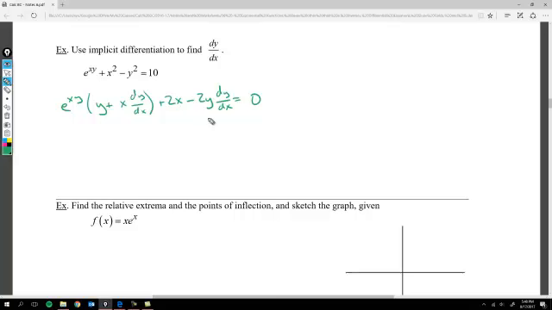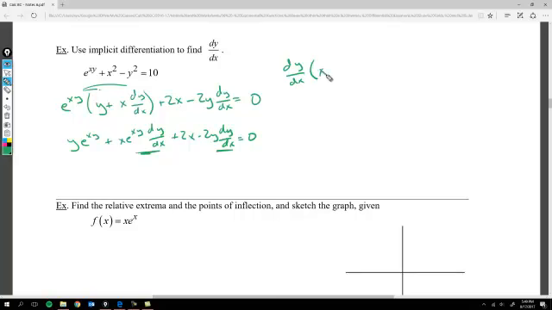All right, looking good so far. I think I can take some stuff out. So I want to get this dy dx by itself. So what I'm going to do is distribute my e to the xy to both of these. So I have y e to the xy plus x e to the xy dy dx plus 2x minus 2y dy dx. Okay, and this is what I want to isolate. So I'm going to go ahead and factor out a dy dx out of both of those.